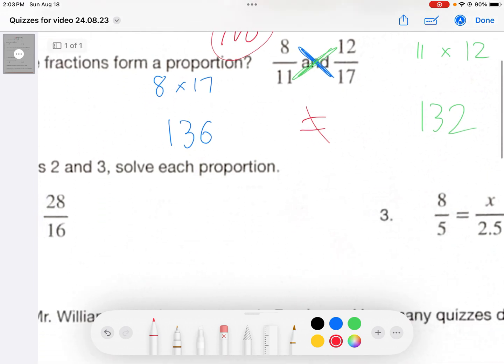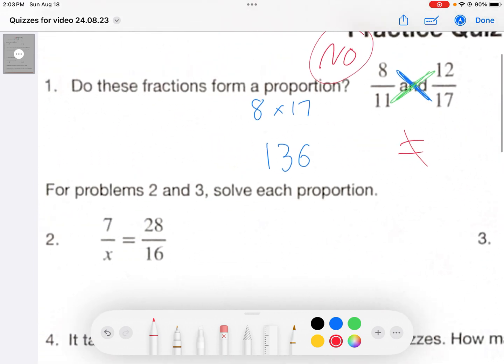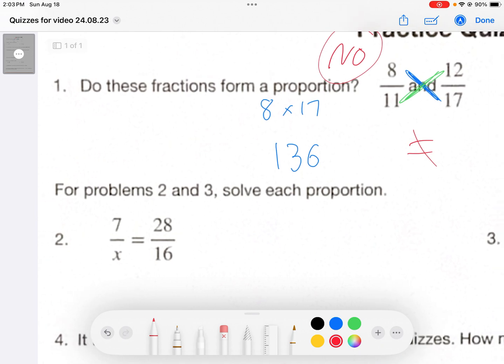Question 2 and question 3, we are simply solving each proportion. Now I'm going to use a couple different methods on these. For number 2, I'm going to use a pattern method. And specifically, I'm going to look at the top row and the bottom row, numerators and denominators. And I'm going to remember that, okay, if I want to go from 28 to 7, I divide by 4. So if that pattern continues, I should be able to divide by 4 on the bottom as well. 16 divided by 4 gives me a value of 4 for that variable.